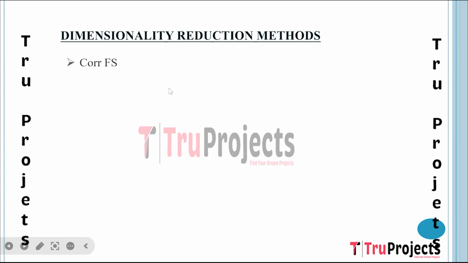We have used the following methods. The first one is correlation-based feature selection. Correlation-based feature selection selects features based on the correlation with the target variable.